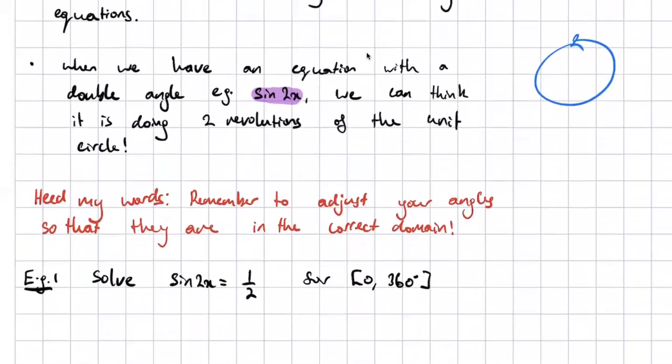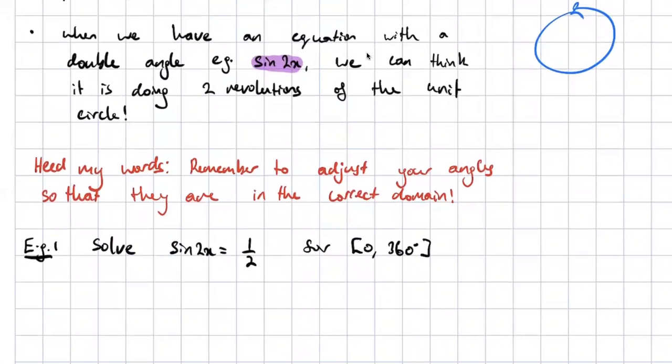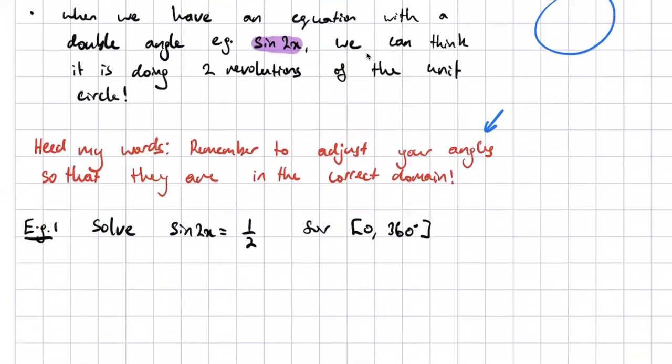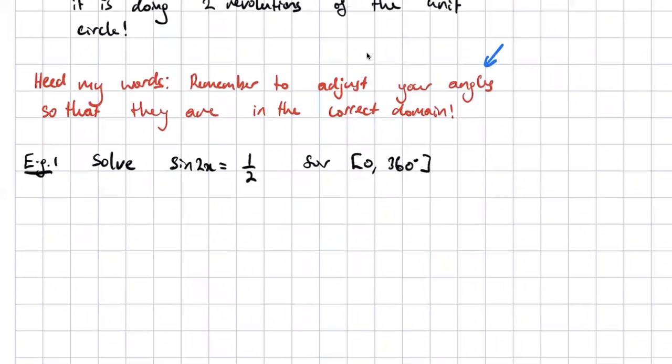Now, the most important thing to remember is to adjust your angles, so these will be the solutions that pop out at the end, so that they're in the correct domain when you're solving, okay? So, first example, solve sine 2x equals a half for 0 to 360 degrees.